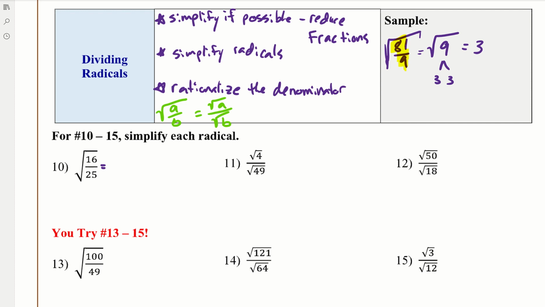So for this example here, what I could have done is I could have said that this is the square root of 81 over the square root of 9, and it would have worked out to be the same answer.